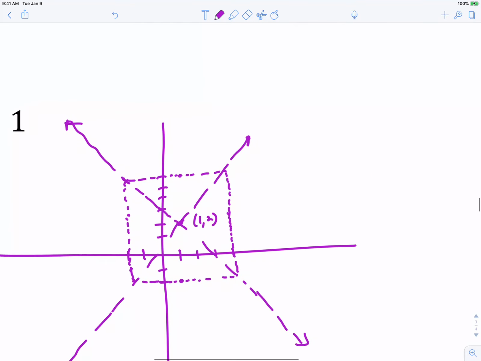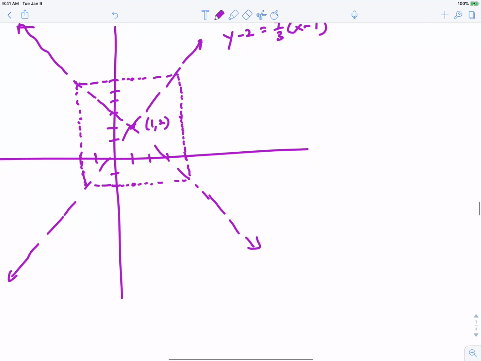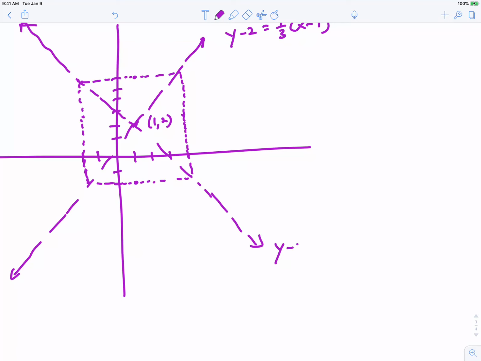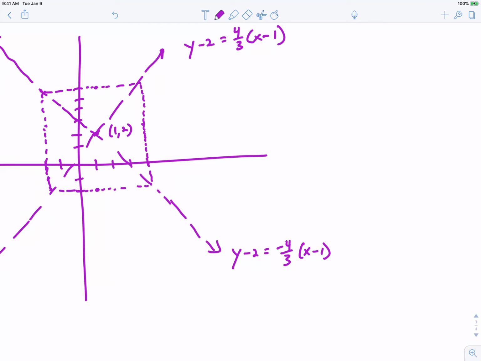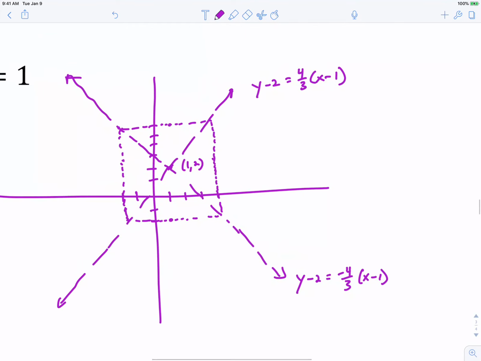So I'm going to write them in point slope form. We don't really need the equations when graphing, but I like to review it. So it's going to be y minus the y value equals the slope, which we said was 4/3, x minus the x value, so x minus 1. And this one will be the same, y minus 2 equals, but I'll have negative 4/3 for slope. All right, because we went out 3 to the right and then up 4, so our slope is 4/3.